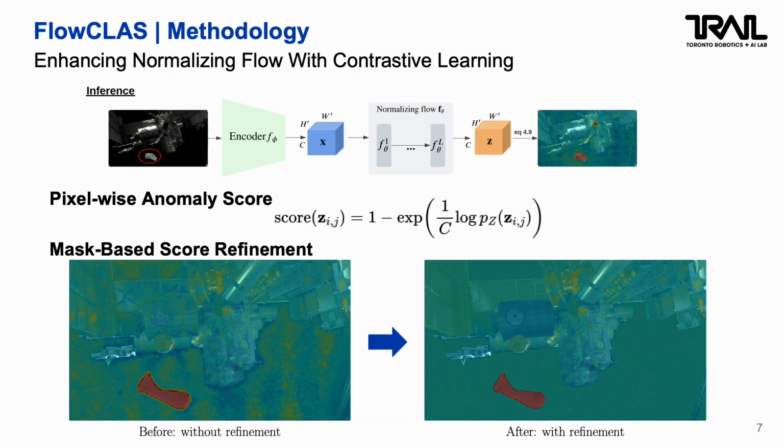At inference, FlowCLAS follows the conventional scheme where the extracted pre-trained features are passed to the normalizing flow to get a latent map for the input image, which is then used to compute the pixel-wise anomaly score map. To further improve performance and to also enforce object-level score consistency, we employ a pre-trained class-agnostic mask generator like SAM2 to extract instance masks and then use histogram-based smoothing in each mask.